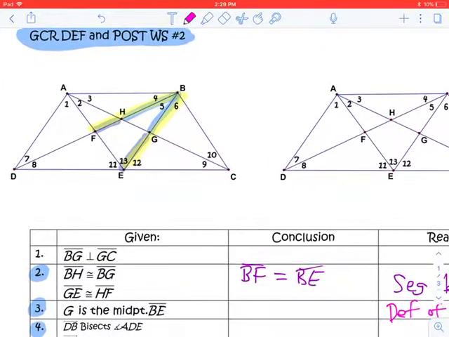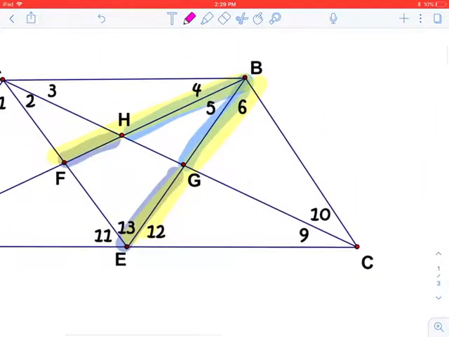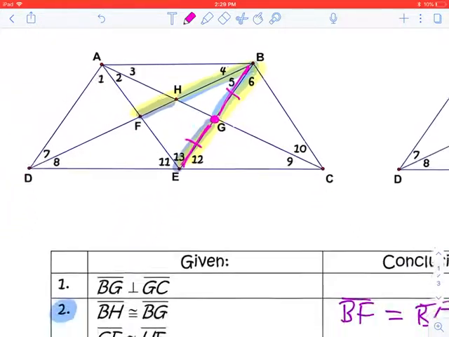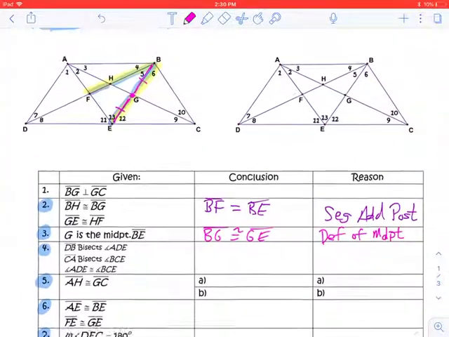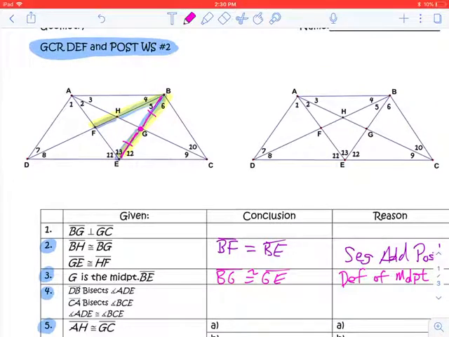So G is the midpoint of BE. If G is the midpoint of BE, that means this part is congruent to this part. So I just got to say what those are. BG is congruent to GE. Definition of midpoint. That simple.